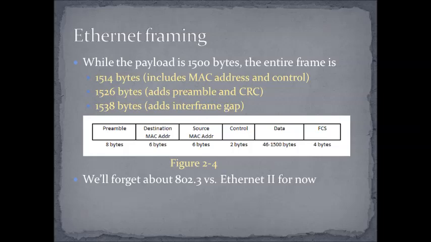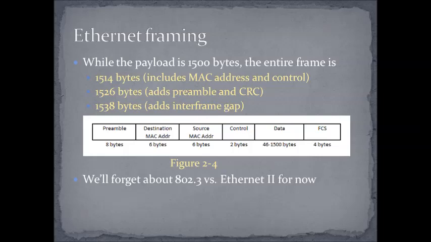You can't just tail end one Ethernet frame to another. You have to wait an interframe gap that's about 12 bytes in length. So that gets us out to 1538. Now the interframe gap is not actually considered part of the frame, but there we have it.